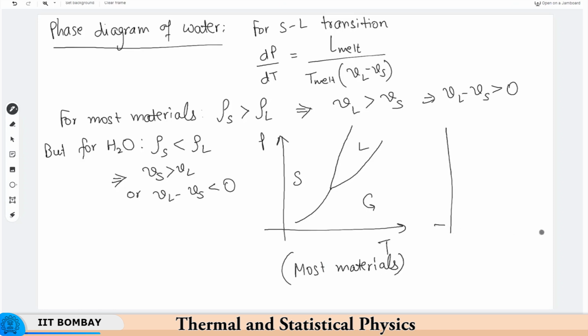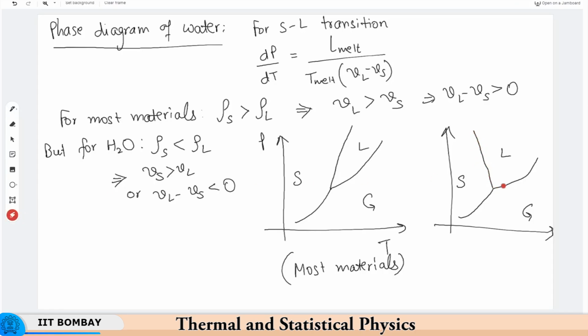However, due to the fact that liquid water is denser than solid water, the slope of this line becomes negative. So you have liquid, you have solid, you have gas. So the slope of this line becomes negative.